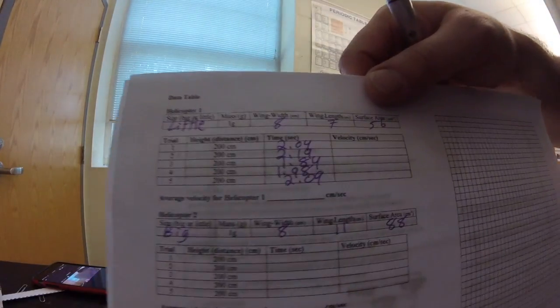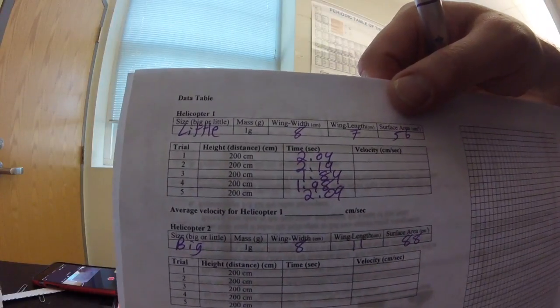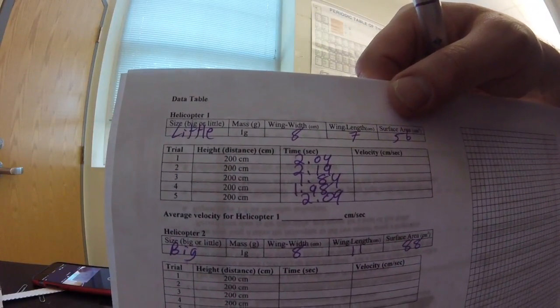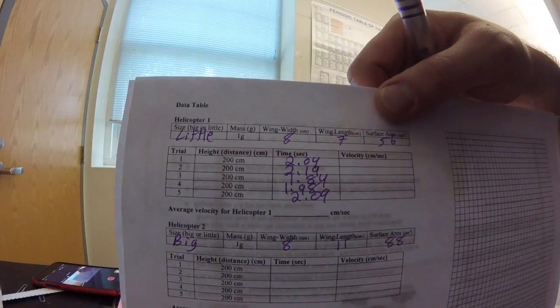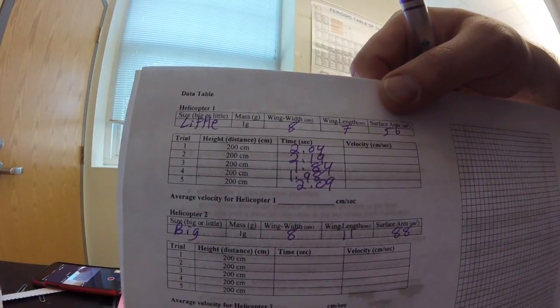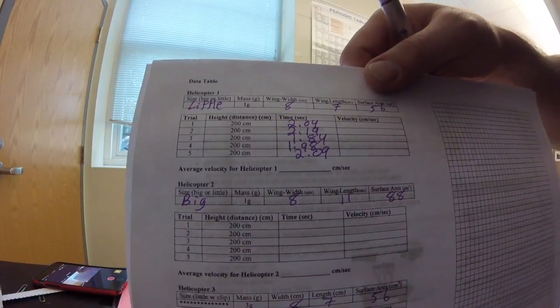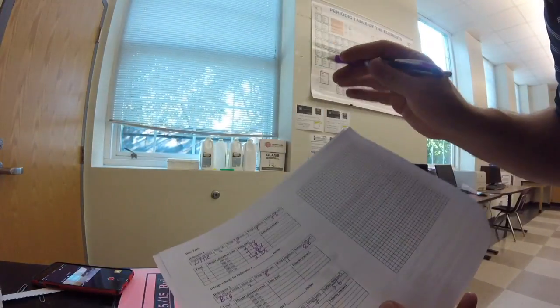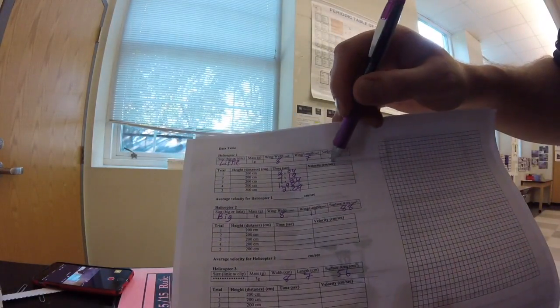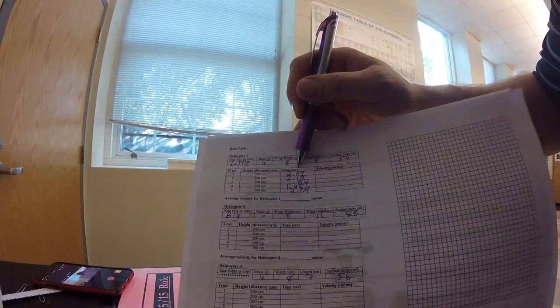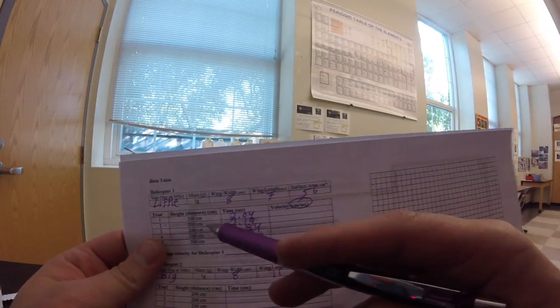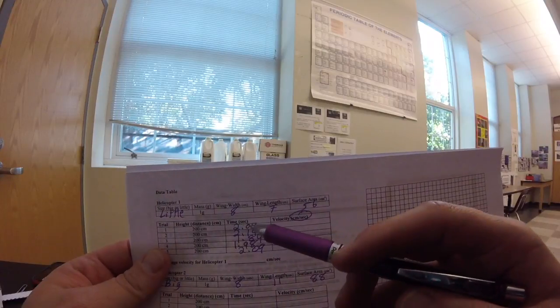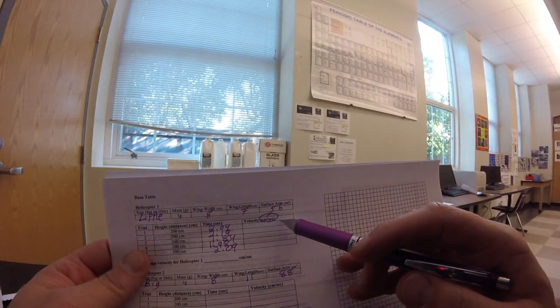I'm going to bring this over here and let you take a look at it. So here are my data points: 2.04, 2.19, 1.84, 1.98, and 2.09. Now your next step is you're going to have to calculate the velocity. For velocity, you divide the distance by the time. The distance, which I circled right here, is 200 centimeters every time, and you're going to divide it by the seconds. This is going to give you a velocity.